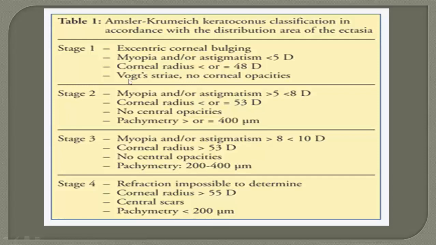of other slit lamp findings, like here Vogt's striae in stage 1. In stage 2, we can notice that the corneal curvature increased, but there is no corneal opacity. In stage 4, there is corneal scar and very thin cornea, together with inability to measure the refractive power of the eye.